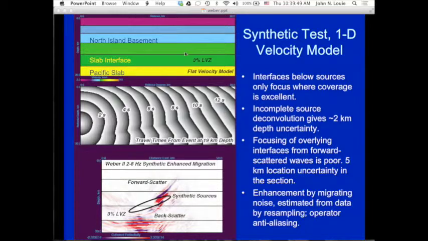Here's our flat layered velocity model, and it includes a 3% low velocity zone in the slab interface. This goes down to 30 kilometers depth. So putting an earthquake down here on the slab interface, you can see that there's this kink, and you've seen this in your travel time sections. And I've enhanced this travel time section by taking its modulus with 1 second. So there's the worry that this kink is unrealistic and leads to the data recorded in this kink being later than it really should be.